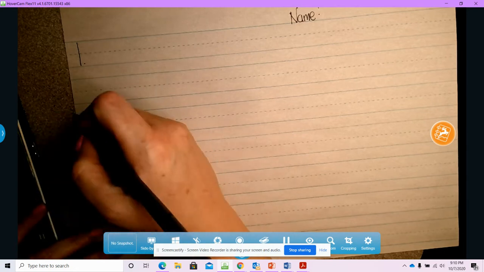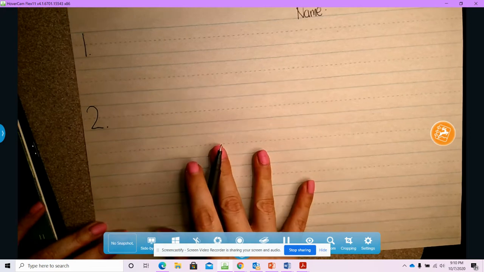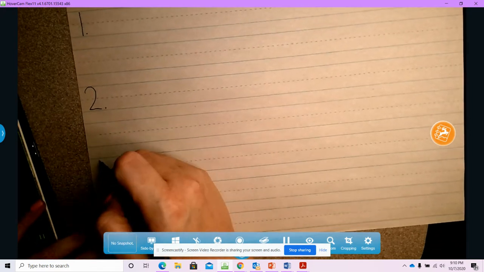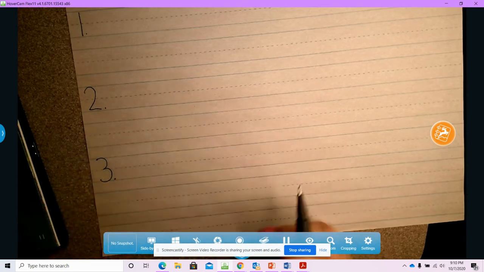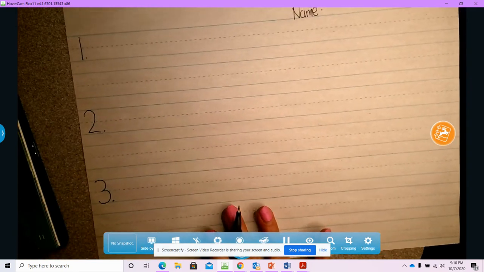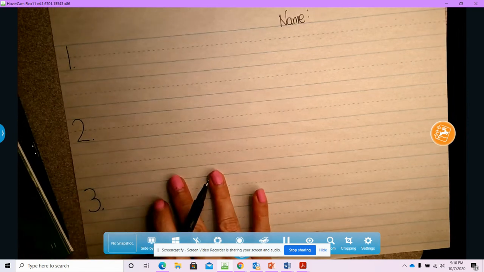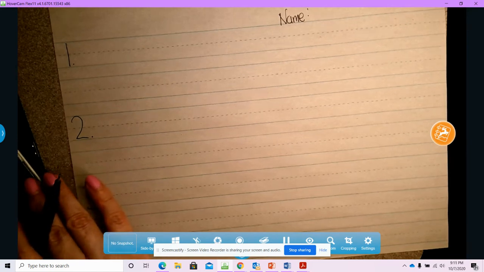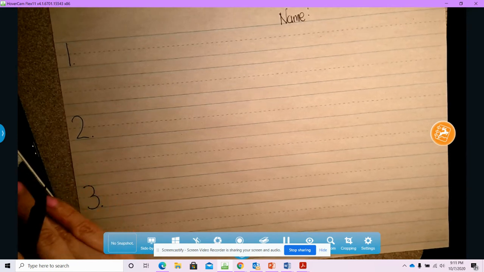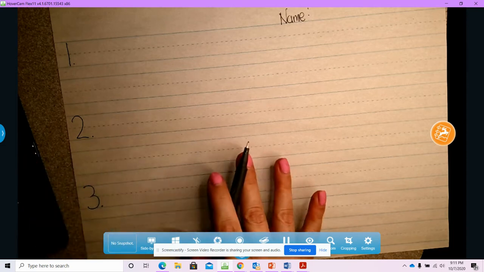skip a line, 2, skip a line, 3. And you're going to write 3 facts about the ladybug. I'm going to give you an example. This will be my fact, so you can't use my fact. For example, I think it's very interesting that ladybugs like to eat aphids.